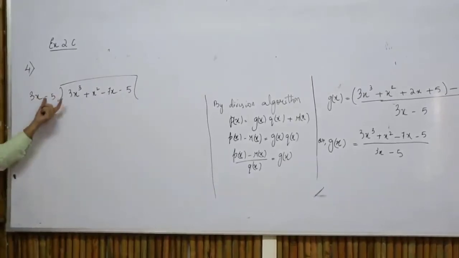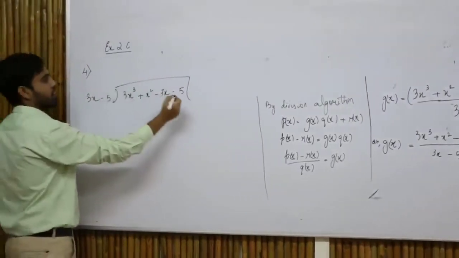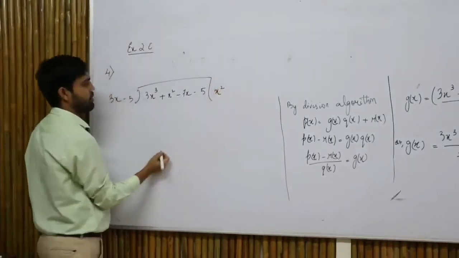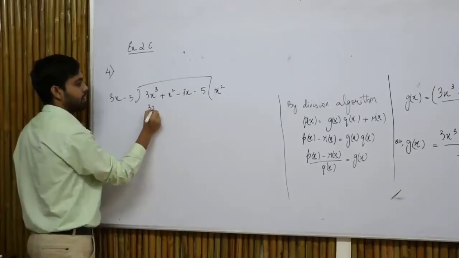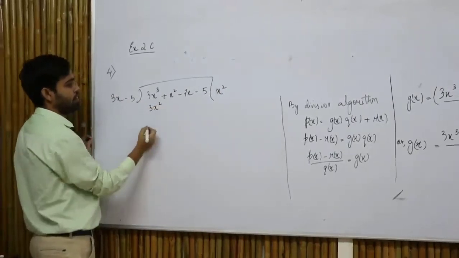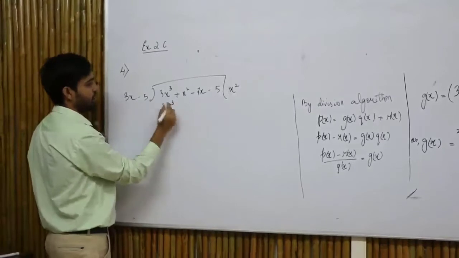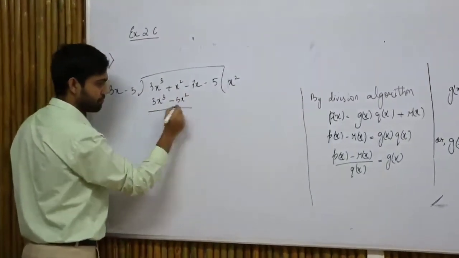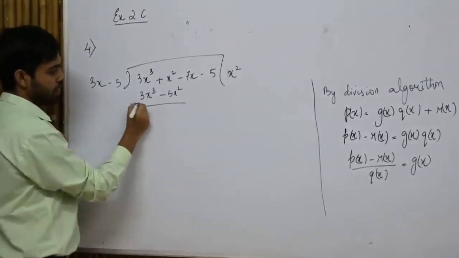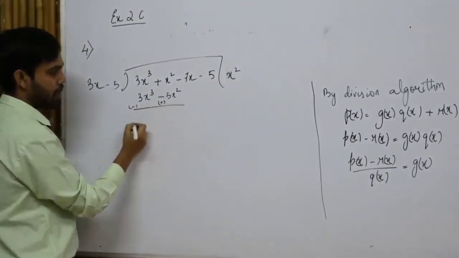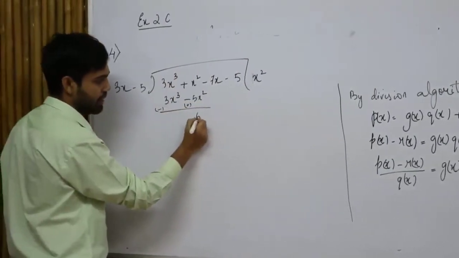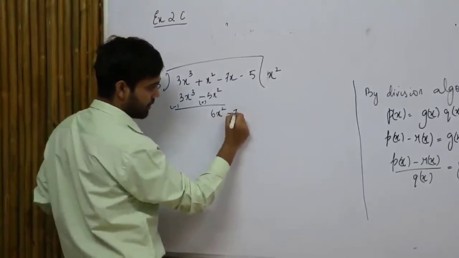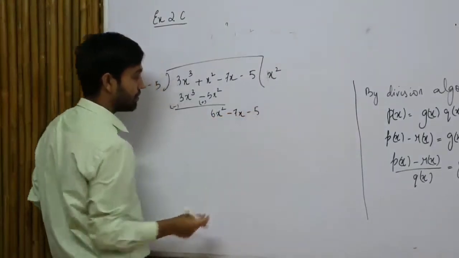Okay. So how do I get a 3x cubed in here? I have to put x squared. So when I do that, I have 3x cubed minus 5x squared. Okay. So again the signs will change. This will become plus. So this and this gets cancelled. This will be 6x squared. I am bringing these terms down, so I have minus 7x minus 5.